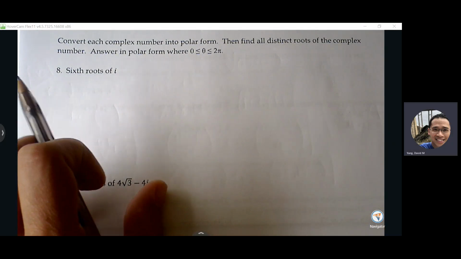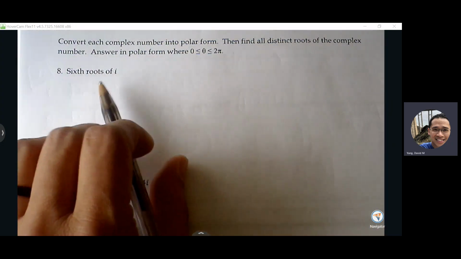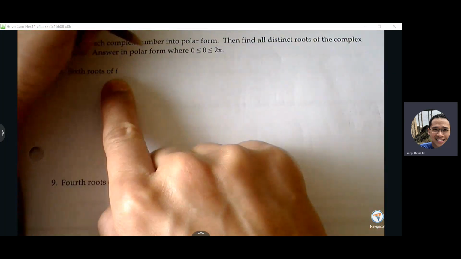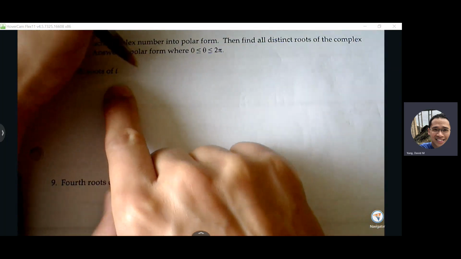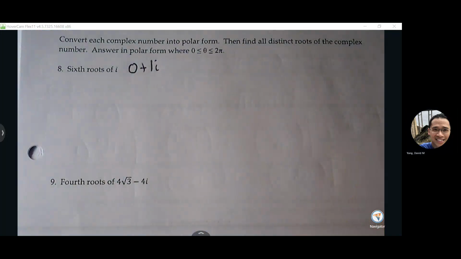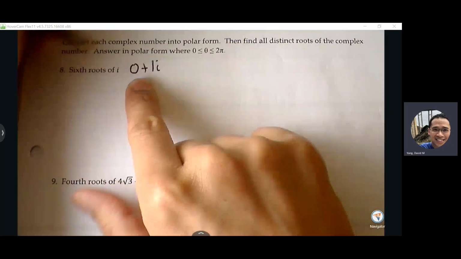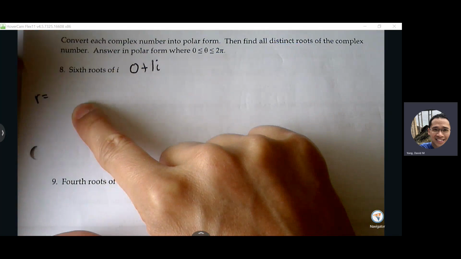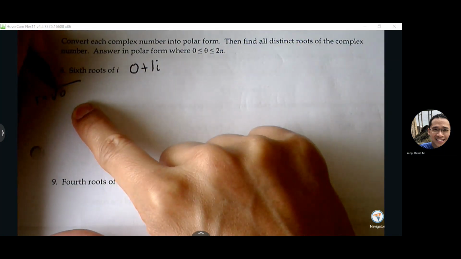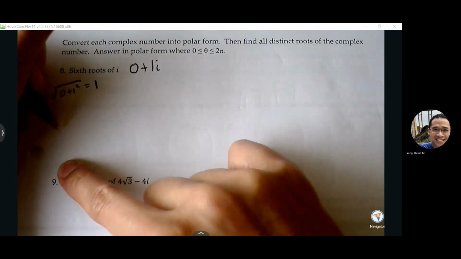Okay, so 6 roots of i. So how many solutions am I looking for? 6 solutions. Now, what's a way for me to write i in a plus bi form? So 0 plus 1i. Now, this is easy enough for us to graph and know the degrees. If we want to find the radius, it's just going to be 1.